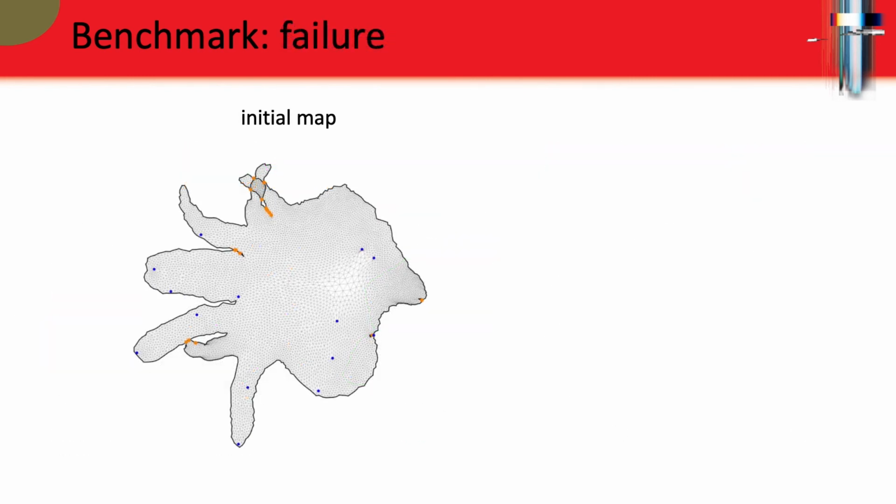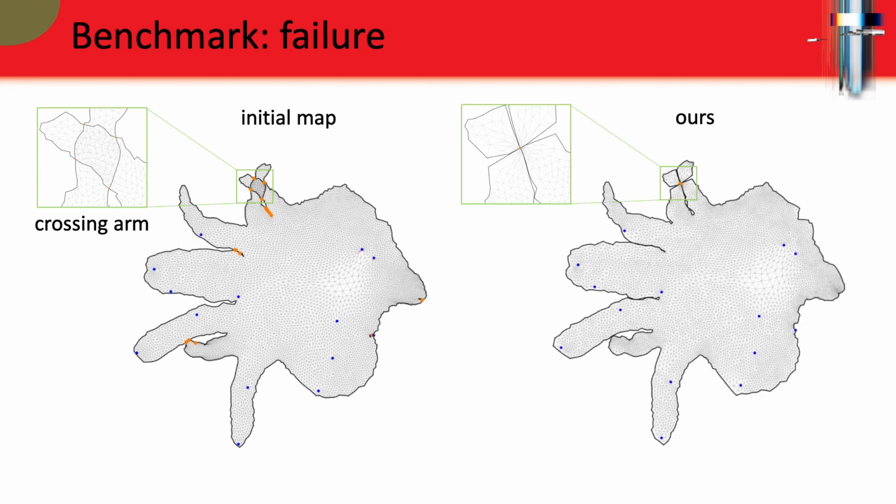We end with an example from the benchmark where our method failed to recover injectivity after reaching a maximum number of solver iterations. This configuration, which we call the crossing arm, involves two parts of the shape crossing over each other. Minimizing our energy shrinks the overlapping region, thus slowing down the progress. Resolving this and other failure modes would be an interesting direction for future research, and so is the extension of our energy to 3D maps.